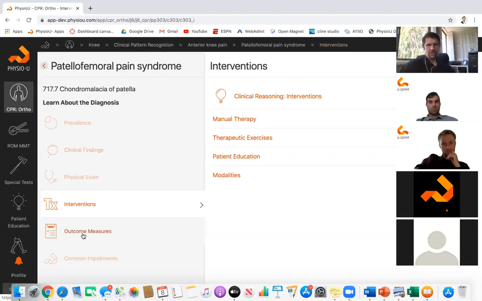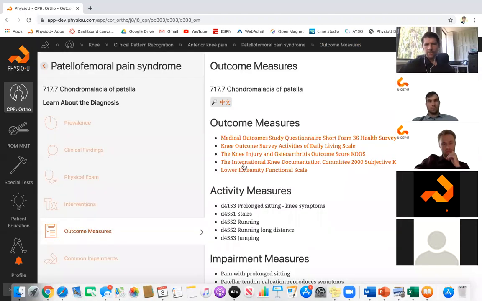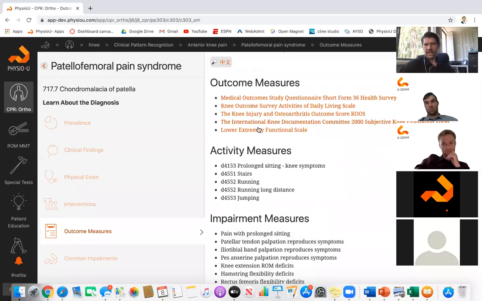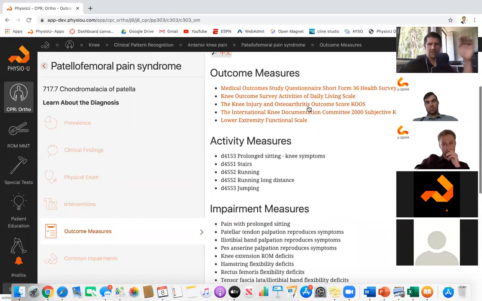Okay. So that takes us to interventions. Remember, there are outcome measures that we can use, such as the LEFS or the KOOS, the Knee injury and Osteoarthritis Outcome Score. So there are things that we can use as well to track their progress.